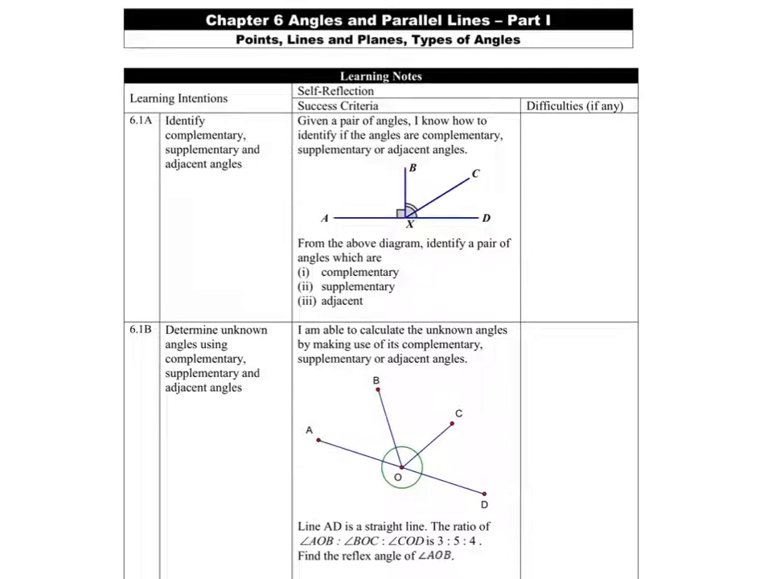Now, in this part of today's chapter, we'll be looking at the different types of angles, namely what is a complementary angle, a supplementary angle, and an adjacent angle. After that, we can use the knowledge of these angles to find the value of unknown angles. So we shall begin with our lesson for today.